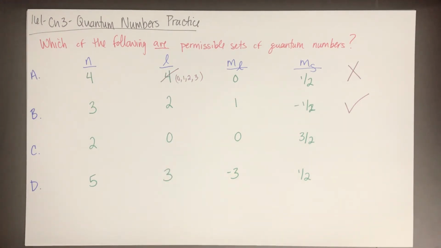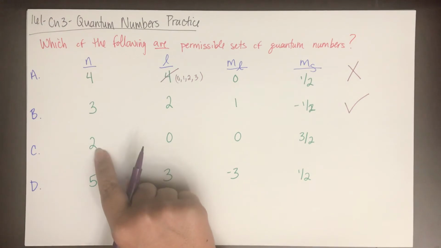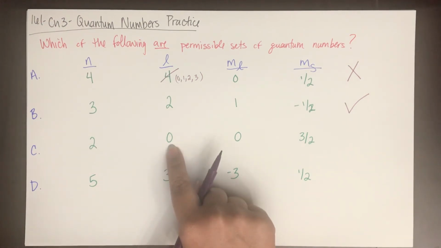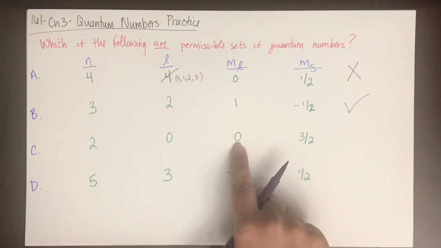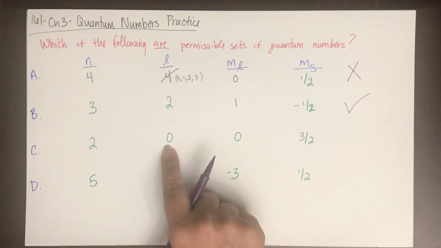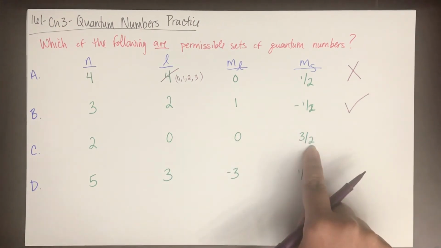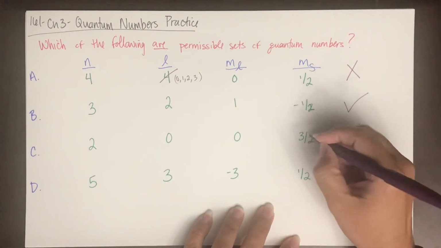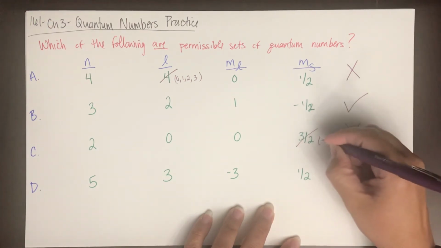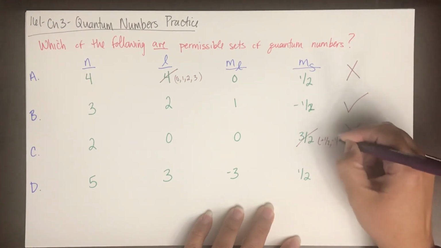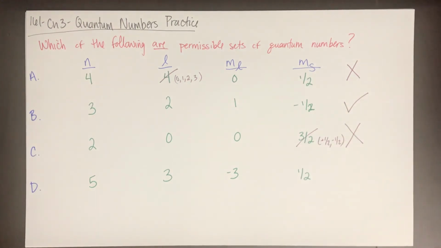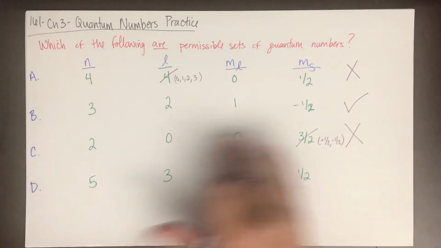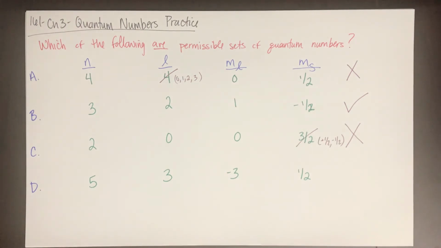So let's look at C. It says N is 2, L is 0. That works because L can be 0 or 1. M sub L is 0. That works because it can be anything from negative 0 to positive 0, so it has to be 0. M sub S is 3/2. Well, that does not work because M sub S has to be positive 1/2 or negative 1/2. So that's why M sub S is wrong, and this is not an acceptable set of quantum numbers.